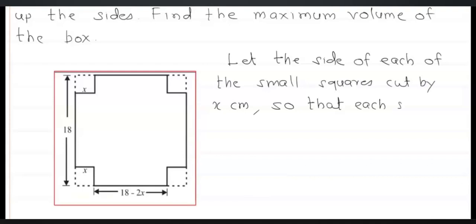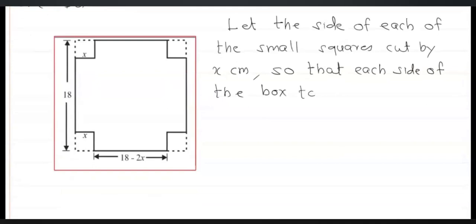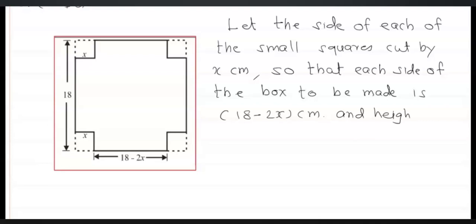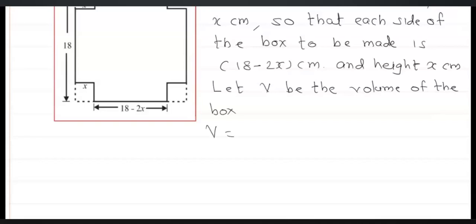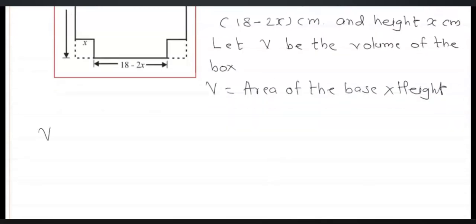so that each side of the box to be made is 18 minus 2x centimeter and the height is x centimeter. Let V be the volume of the box. V is equals to area of the base of the box into height.